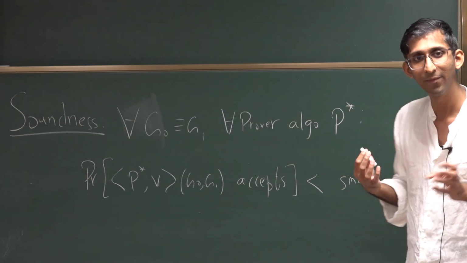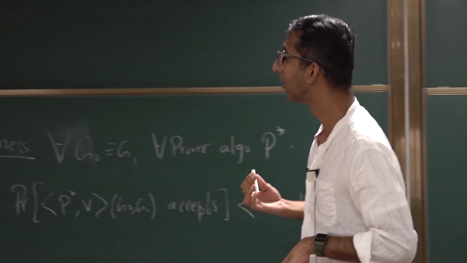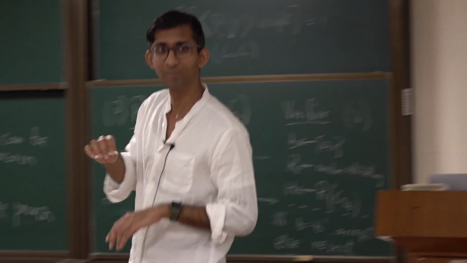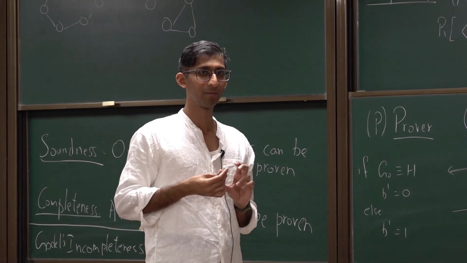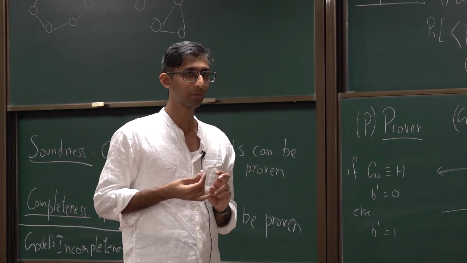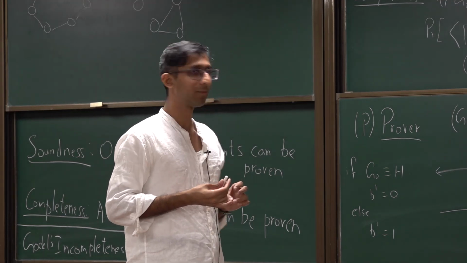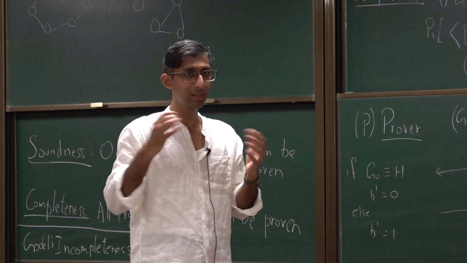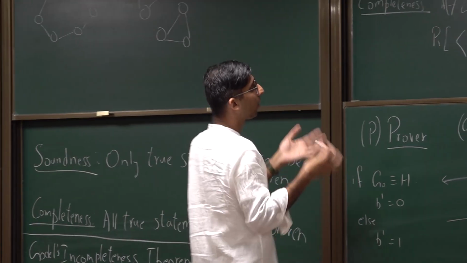For completeness also, shouldn't we have this for all prover algorithms P, no matter what the prover tries to do? Like if it's a complete system, then this should still hold, right? Is that necessary? I can have another algorithm. It could be that there is some other algorithm that also has this property, but it's not necessary that every algorithm will have this property.